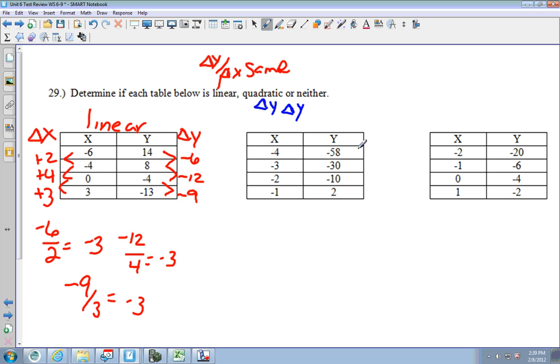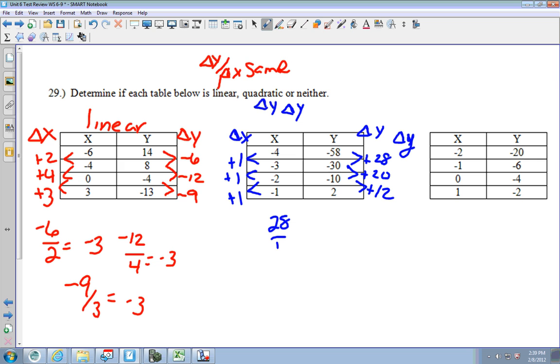Let's look at the next one. Delta y. This is plus 28, plus 20, plus 12. Delta x, plus 1, plus 1, plus 1. Now try delta y over delta x again, because see now I've got 28 over 1, 28, 20 over 1 is 20. That doesn't work. So let's see if the deltas work. This is minus 8. This is minus 8. Okay, so since the next deltas right here work, this is quadratic.